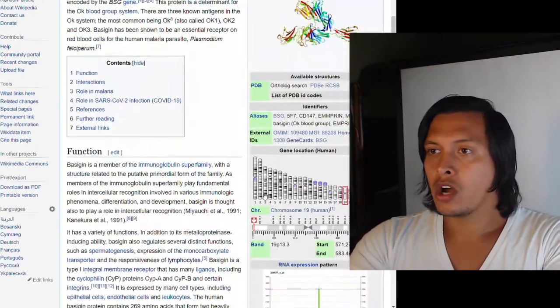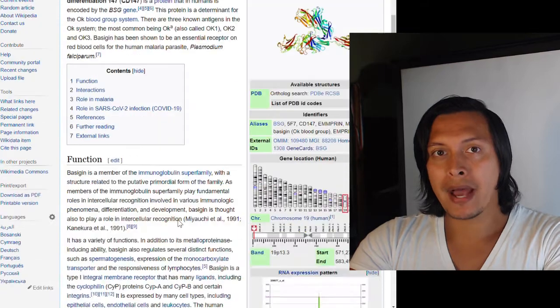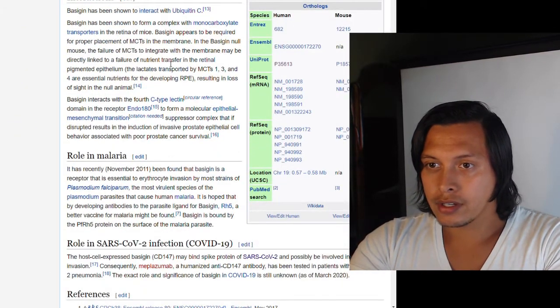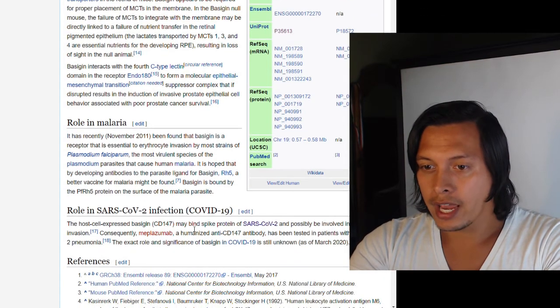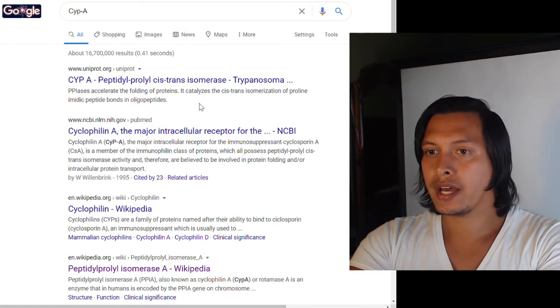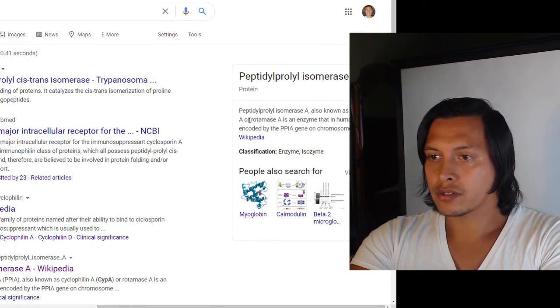So this is what Basigin is, and what I also want to go over is cyclophilin A, or CYPA. Let's Google search that, and let's go to Wikipedia.